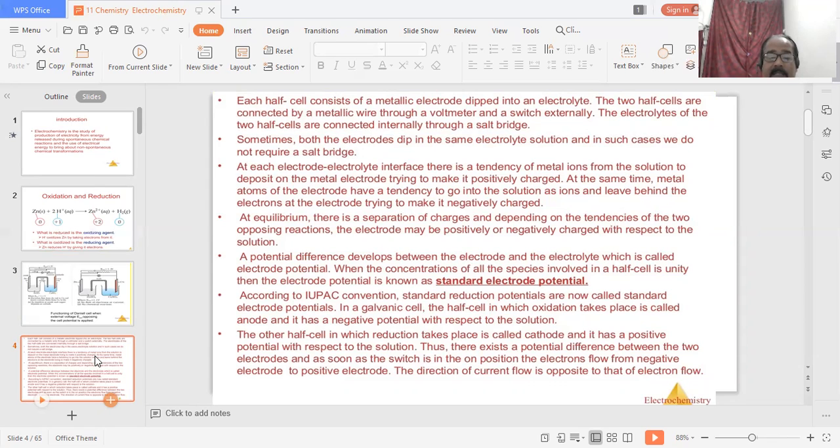In a galvanic cell, the half cell in which oxidation takes place is called the anode, and it has a negative potential with respect to the solution. The other half cell in which reduction takes place is called the cathode, and it has a positive potential with respect to the solution. Thus there exists a potential difference between the two electrodes, and as soon as the switch is in the on position, electrons flow from the negative electrode to the positive electrode, and the direction of current flow is opposite to the electron flow.